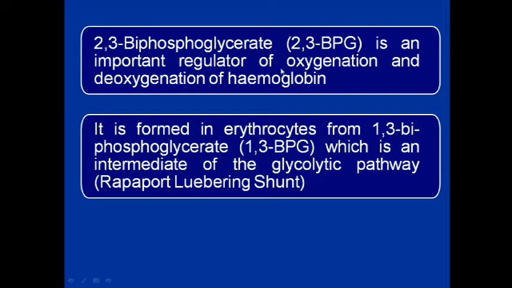2,3-bisphosphoglycerate is an important regulator of oxygenation and deoxygenation of hemoglobin. It is formed in the erythrocytes from 1,3-bisphosphoglycerate, which is an intermediate of the glycolytic pathway. ग्लाइकोलाइटिक पाथवे में 1,3-bisphosphoglycerate बनता है in cytosol, but in RBC, 1,3-bisphosphoglycerate is not directly converted to 3-phosphoglycerate. It is bypassed by 2,3-bisphosphoglycerate. So 2,3-bisphosphoglycerate is formed in RBC. This shunt is called the Rapoport-Luebering shunt.